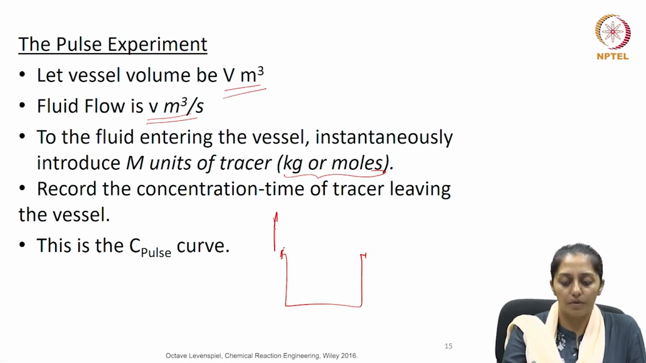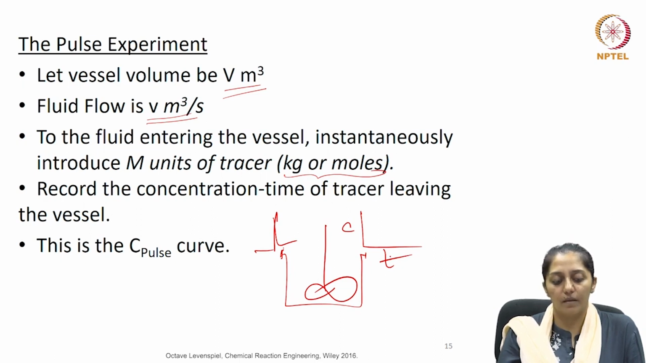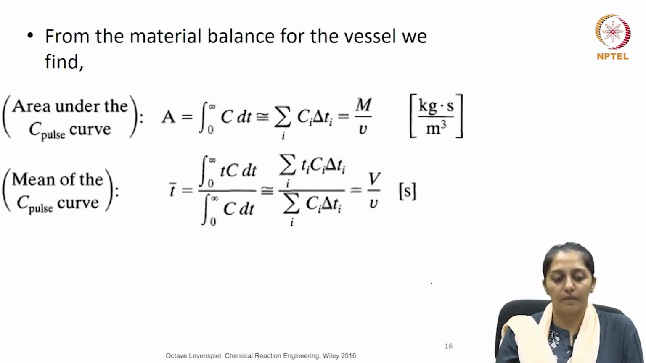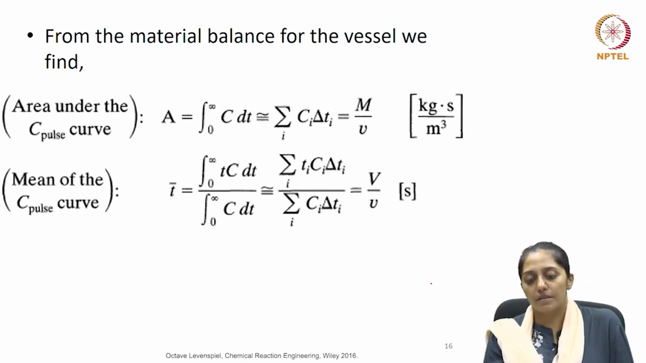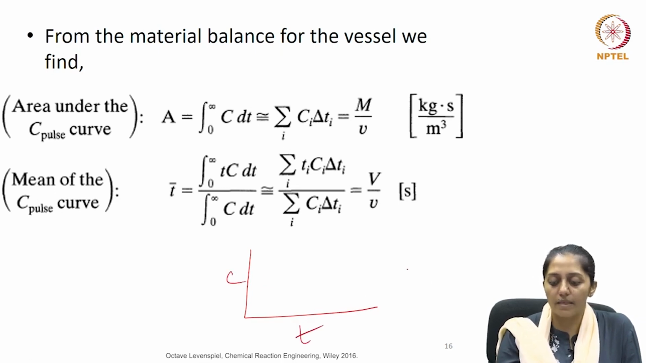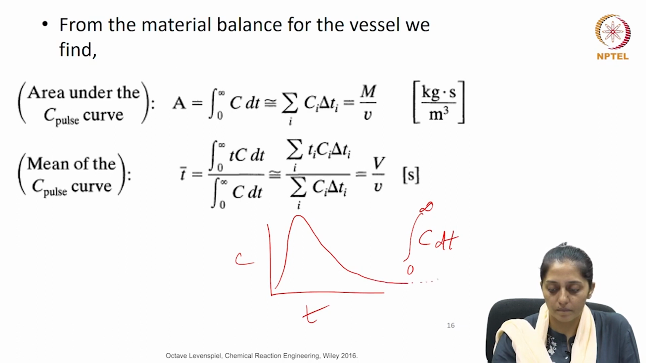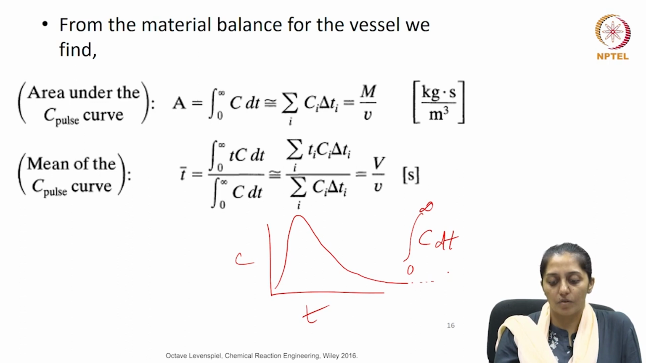So here we are giving the pulse input, and here we begin recording the concentration versus time of the tracer. This concentration versus time profile of the tracer in the vessel will be called the C pulse curve. If we do the material balance for the vessel, we find that the area under the C pulse curve is 0 to infinity C dt. This will be the entire area under the curve.